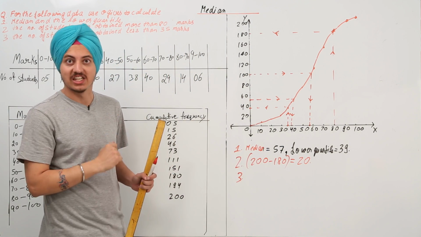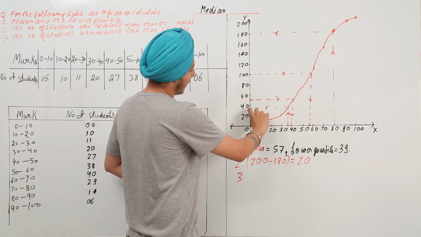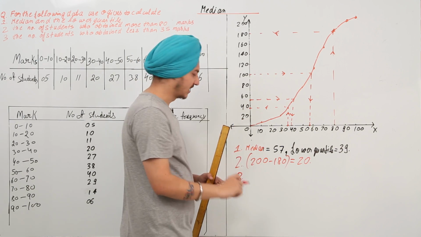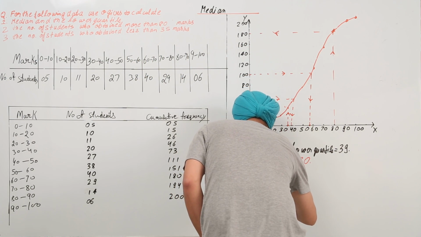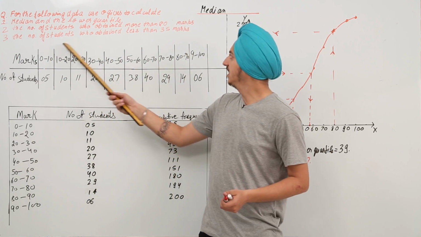So the number of students that have marks less than 35. Now again, this is less than 35. How do you find less than 35? These students have marks less than 35. So this is from 0 to 36, let's say. So 36 is the number of students which have marks less than 35.